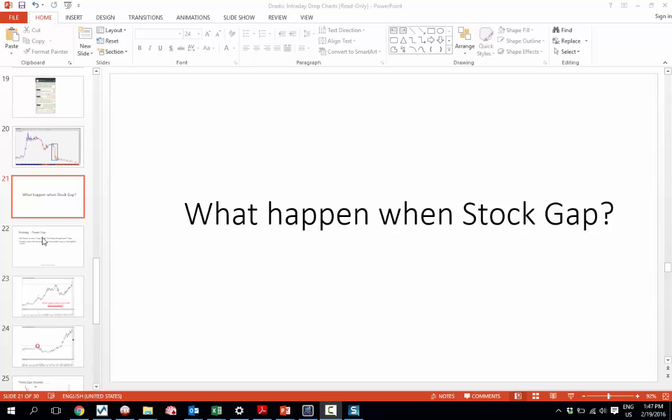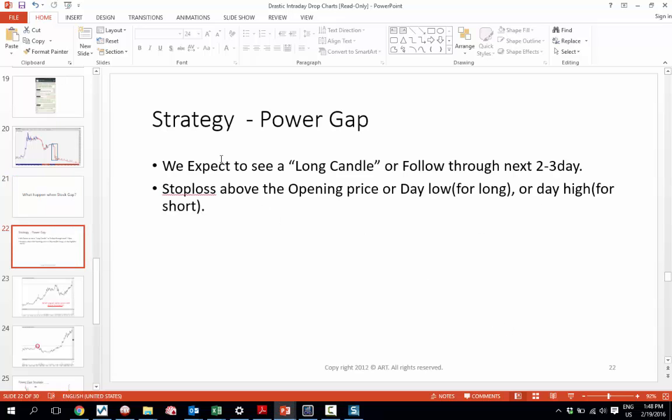We used to have a strategy called power gap. The power gap strategy is a short-term strategy, usually for just 1 to 2 days of trading, or maybe up to 3 days. What we expect to see is a long candle following through for the next 2 to 3 days.